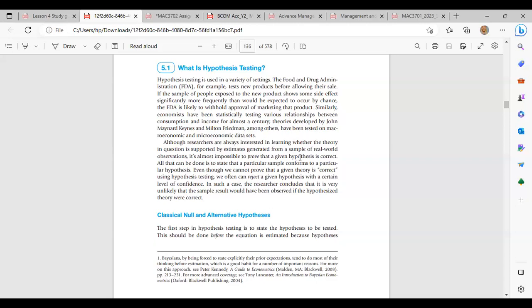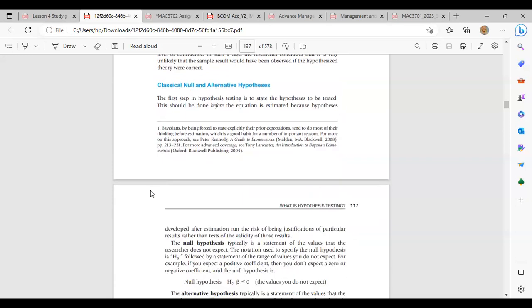So although researchers are always interested in learning whether the theory in question is supported by estimates generated from the sample in the real-world observations, it's almost impossible to prove that a given hypothesis is correct, right? You can't prove that. All that can be done is to state that a particular sample conforms to a particular hypothesis, right? So we've tested the sample, and we can only say that this is conforming to the theory. Even though we cannot prove that a given theory is correct using hypothesis testing, we often can reject a given hypothesis with a certain level of confidence. So this is what we are going to be doing.